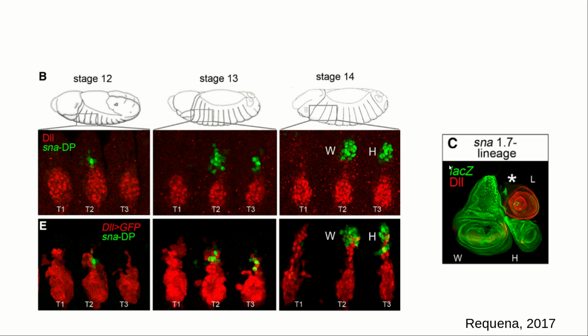You can see in green all the cells that have expressed Snail before in previous stages, and in red all the cells that have expressed Distal-less. So as you can see, there's some mixing. There are a few red cells here and a few green cells here, but most of the wing and the haltere are derived from the dorsal primordia, whereas most of the leg is derived from the ventral primordium.